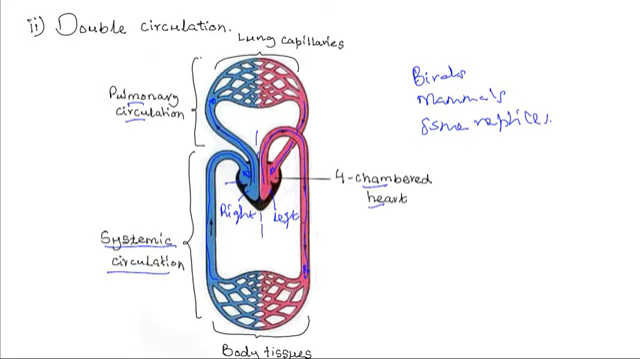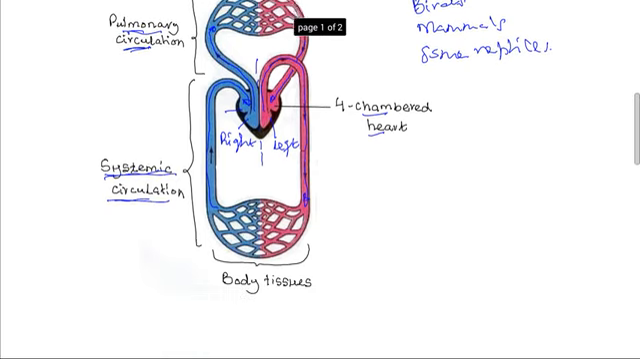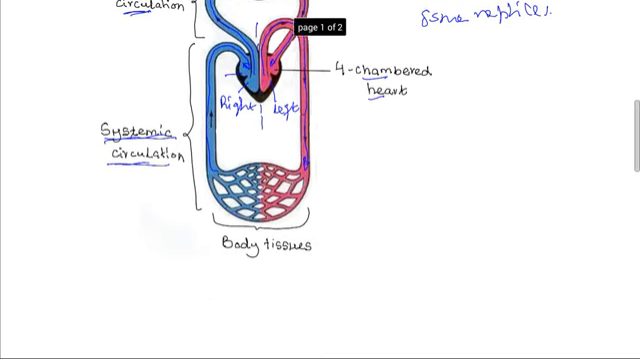Because in the first pumping, the blood flows through the pulmonary circulation, and then in the second pumping, the blood flows through the systemic circulation. So this maintains a relatively high pressure, which ensures a fast rate of flow, and therefore a more efficient delivery of nutrients and removal of waste materials.